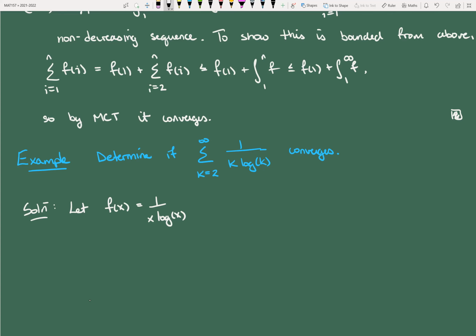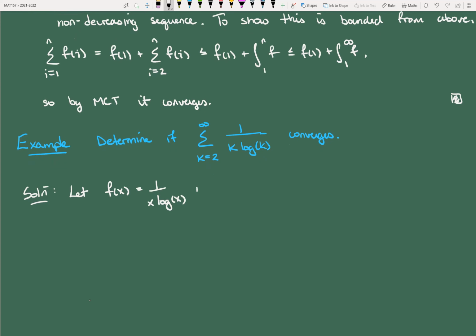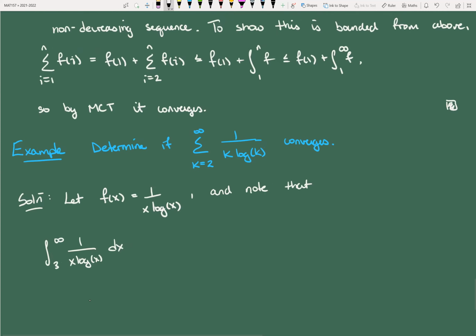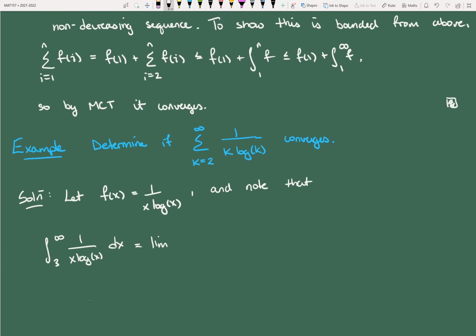So we're going to let f be this function, and we're going to use the integral test on this. So we're going to get the integral from 1 to infinity of 1 over x log x. Here, let's do it from 3, just to make sure we satisfy the conditions of the theorem. You can change your lower bound of integration as much as you want; clearly, it doesn't affect the proof. So this is going to be the limit as b goes to infinity of the integral from 3 to b of 1 over x log x. Now, do you guys remember how to do this?